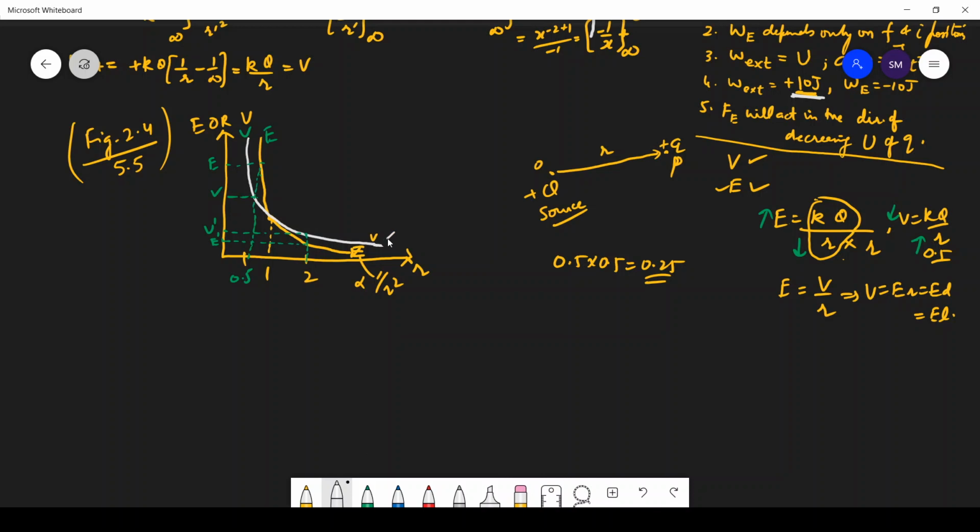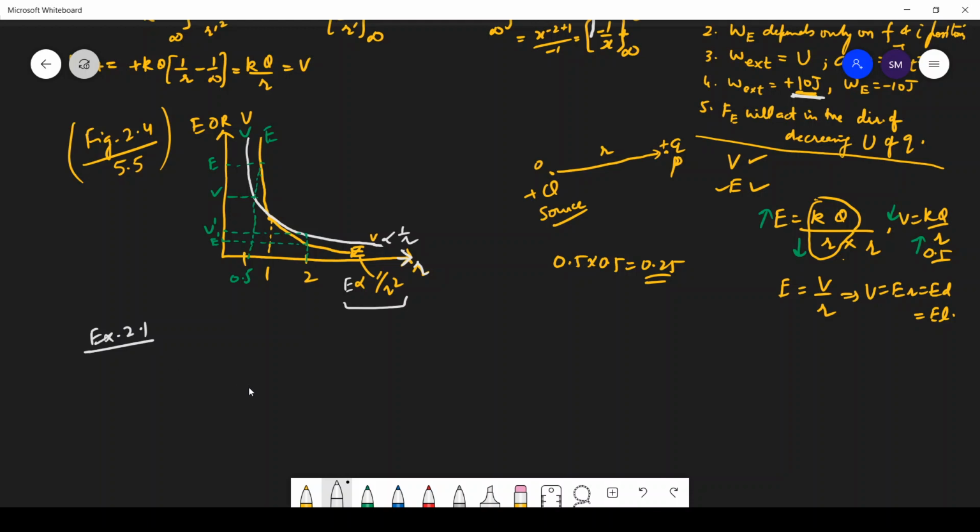So V is inversely proportional to 1 by r. So this is our graph of r versus V. Or rather, this graph is actually for 1 by r and 1 by r square. Whenever you are comparing, you will find these graphs. Okay. Now if we do example 2.1, we have done it, but let us just do it very simply.